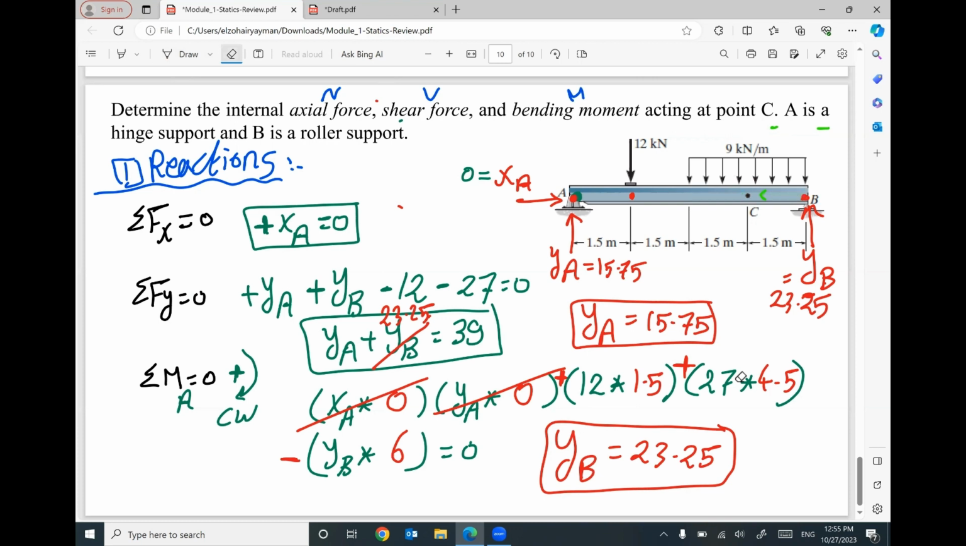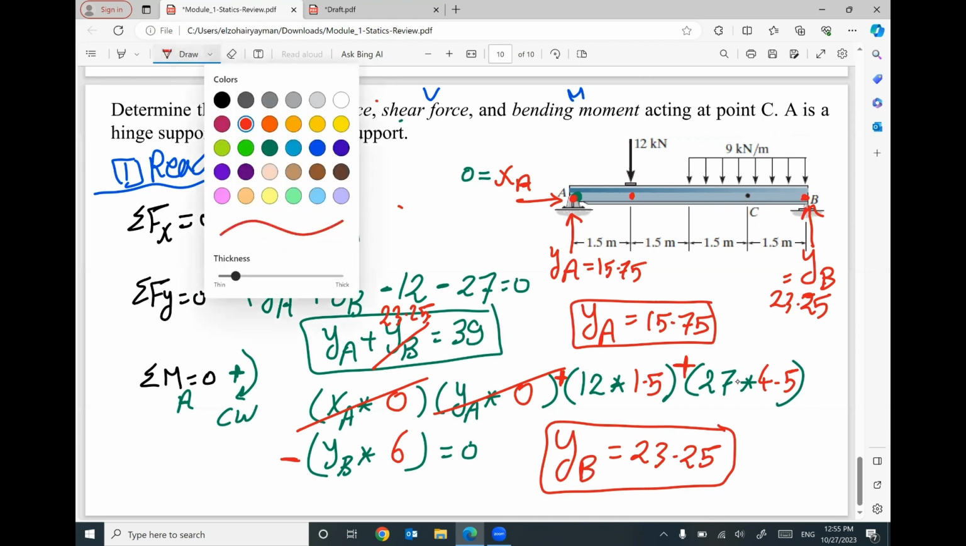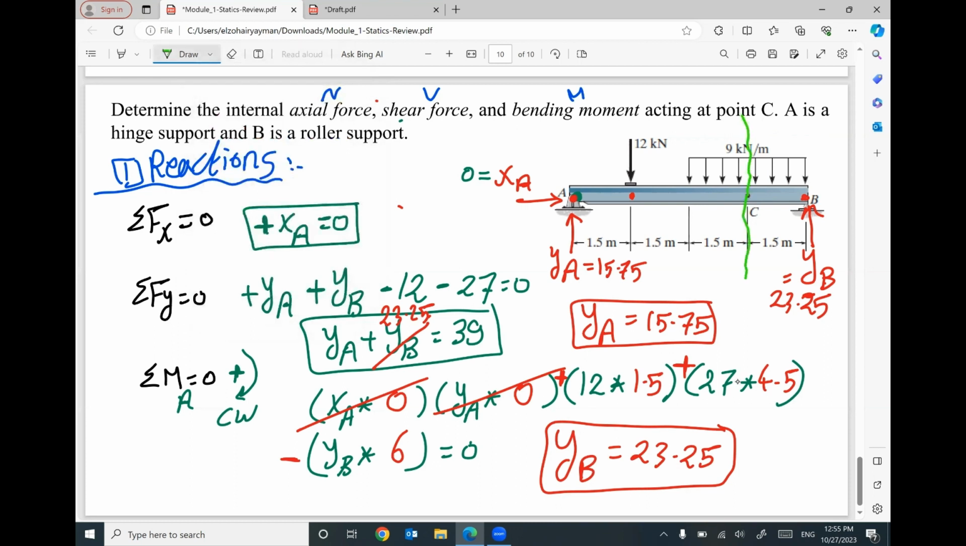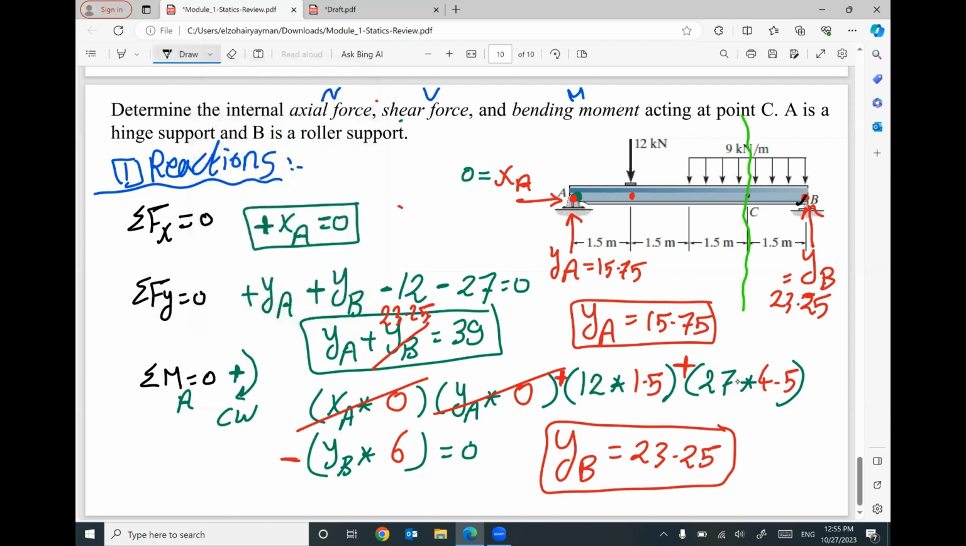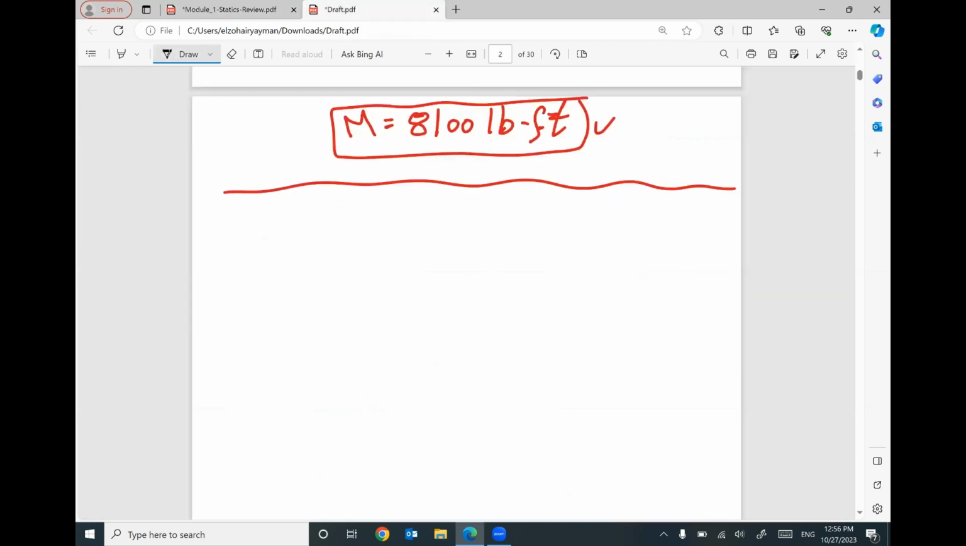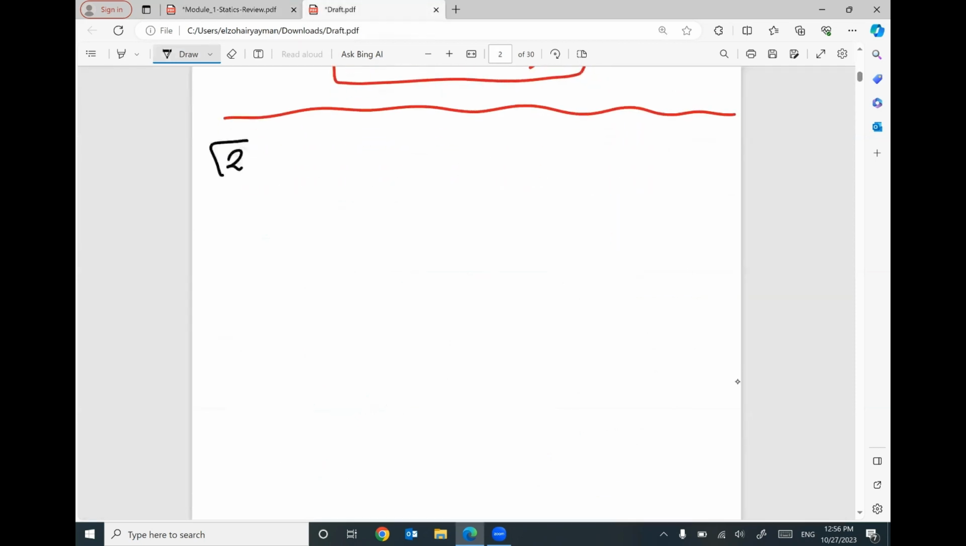Let's start with the second step. Second step, I will do cut. Second step, I will do cut in this beam at point C. This cut will divide your beam into 2 parts. One of these parts is the part on your right. So I'm gonna use the right part. Or I can use the left part, but I do prefer to use the smallest part. So this is the second step after you did your section.